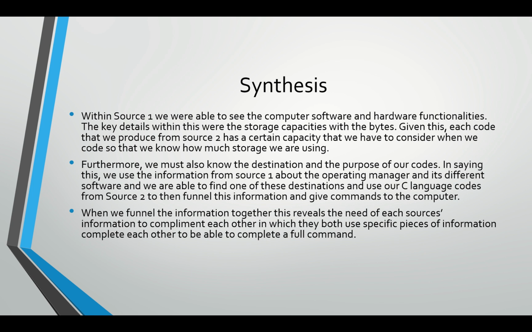Furthermore, we must also know the destination, the purpose of our codes. Saying this, from source one, we use the operator manager as well as just learning basic functionalities of the computer. And we use the C language codes from source two to funnel and target this information and give commands to the computer so then we can find out what the issues are, or just target different programs within the computer so we know why we're doing this. When we funnel the information together, this reveals the need of each source's information to complement each other, in which they both use specific pieces of information to help you become a more complete coder.